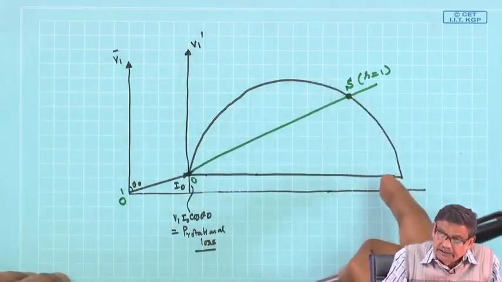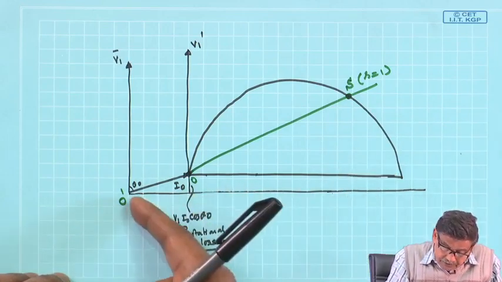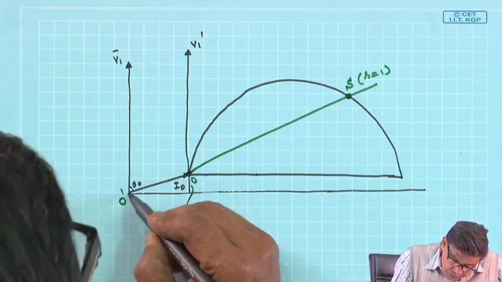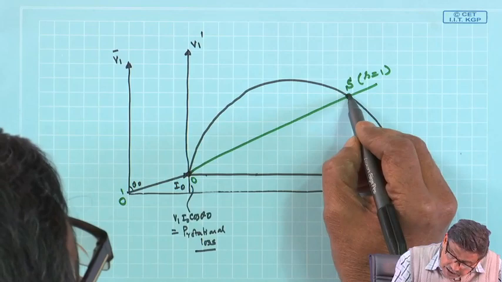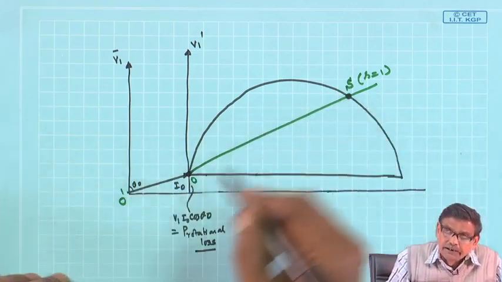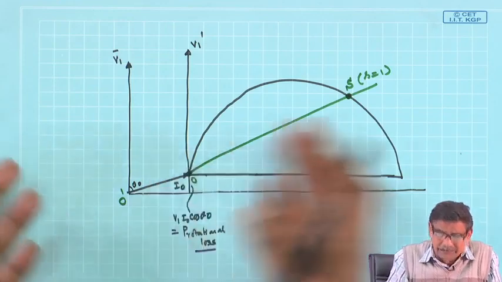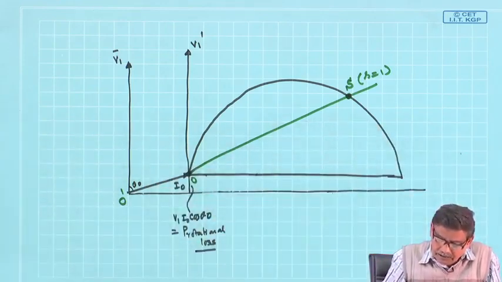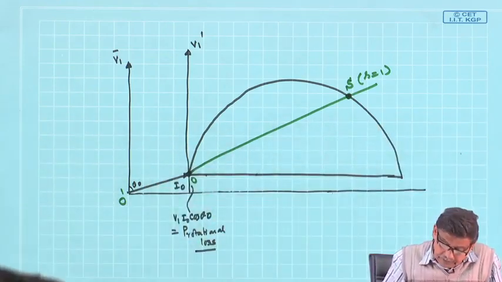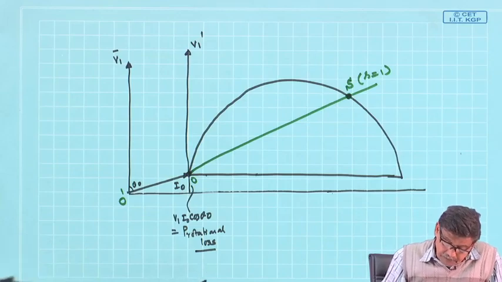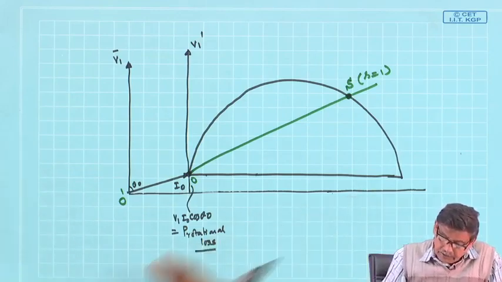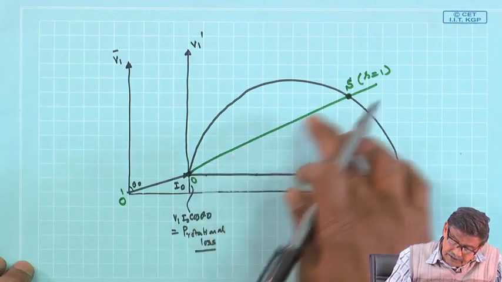Locus of I 2 dashed is this. To this a fixed current is added, and if you join from O dashed to S, which I am not joining, to indicate the total current drawn from the supply, it will only complicate the matter. I mean, the diagram will be very cluttered with so many lines. Okay. So, OS is I 2 dashed.